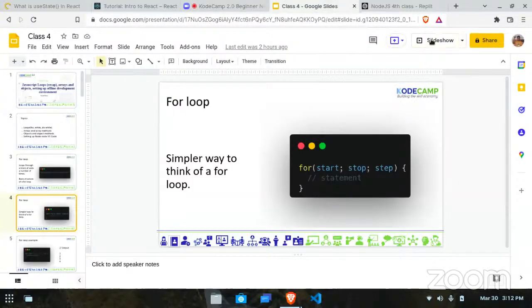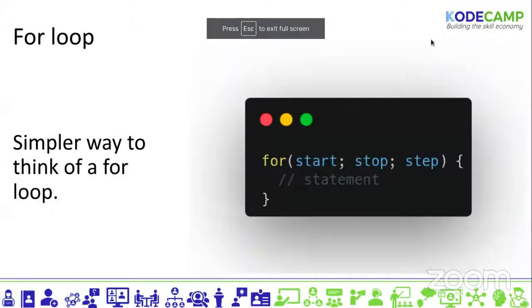So a simpler way to think of a loop is just to think of it as start, stop. And that stop is if a condition becomes false, then it will stop. But if the condition evaluates to true, then you have maybe a continue here instead of stop. Then you have step.